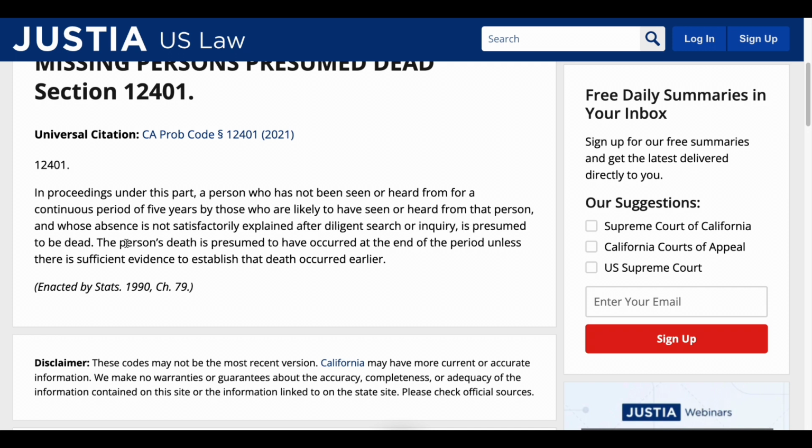So I'm talking about, you ain't proved to be dead, but you're presumed to be dead. First they petition probate to get a declaration that you're dead, even though you're not dead. And then they say the person's death is presumed to have occurred at the end of the period. They're talking about the 5-year period, right here, the period of 5 years, unless there is sufficient evidence to establish that death occurred earlier. So if there's no evidence there, they're gonna presume that you died after 5 years. Okay, so now they kill you off after 5 years.